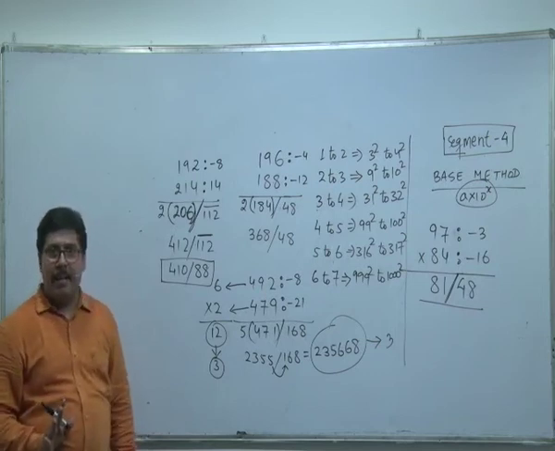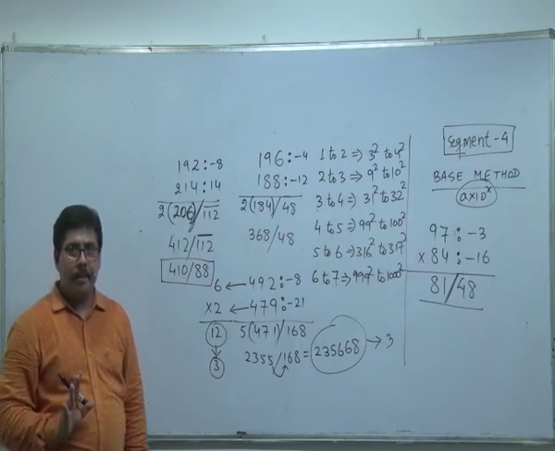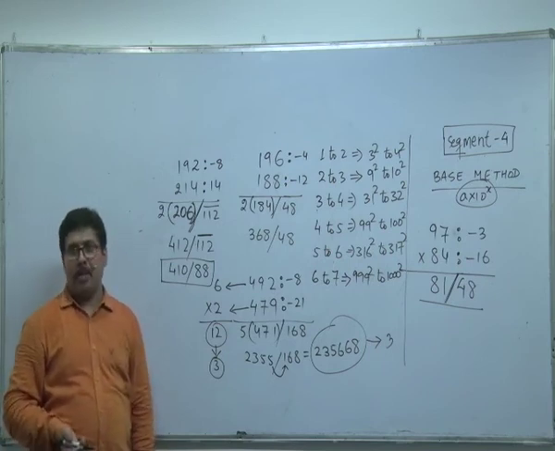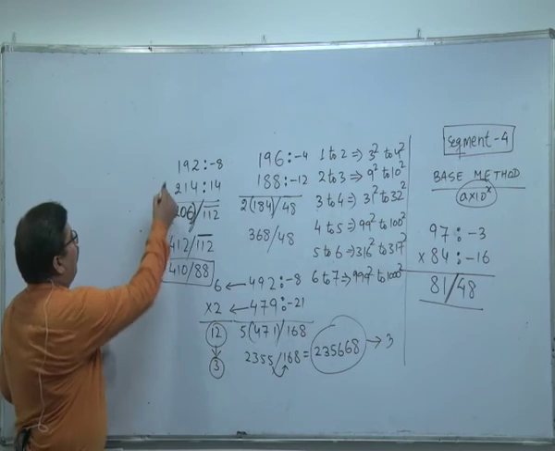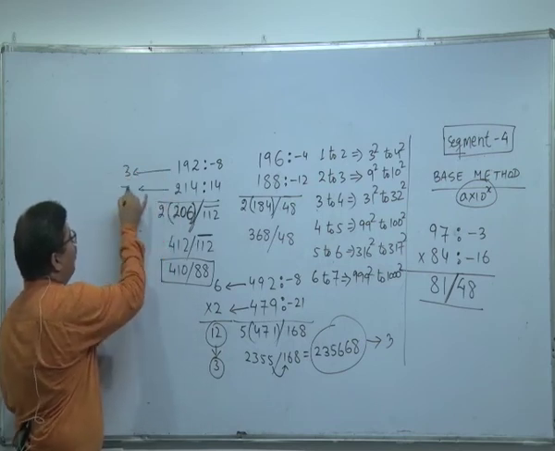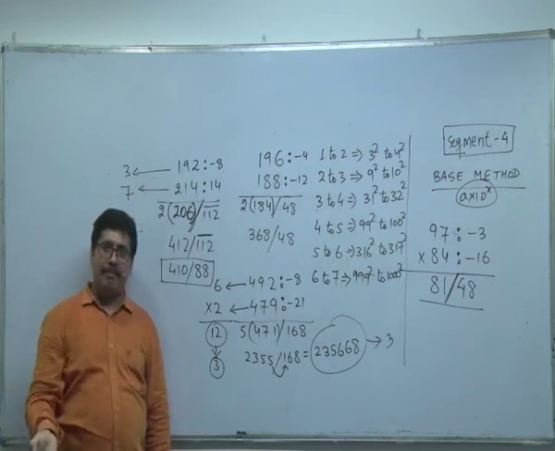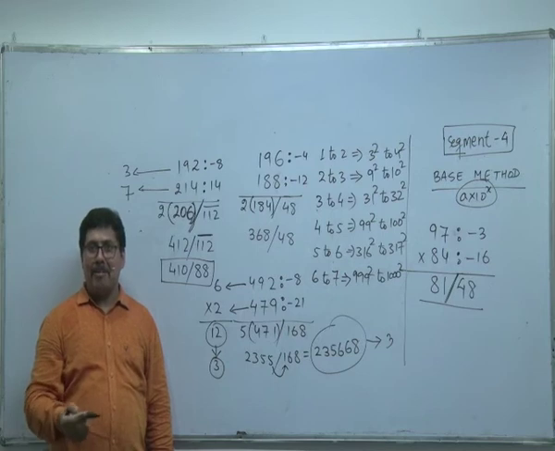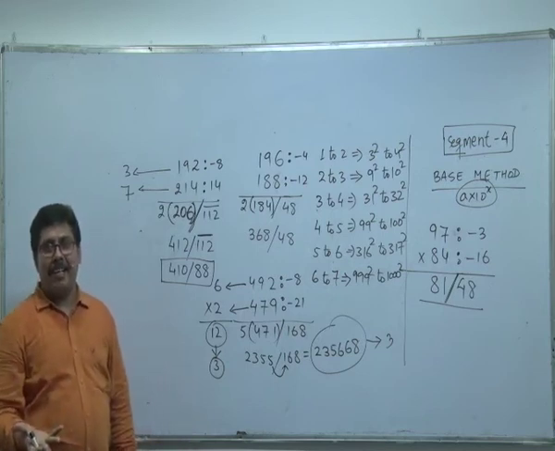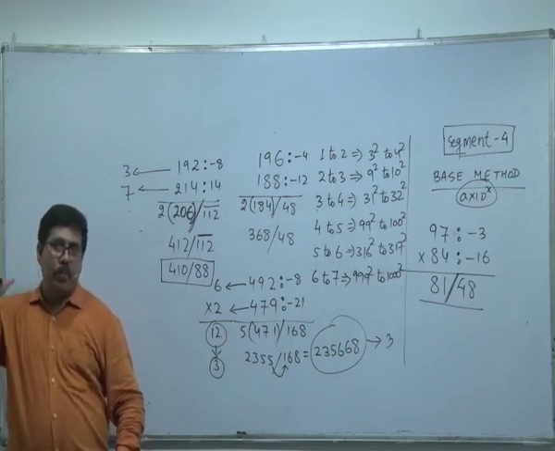41088 is my final result. Are you willing to cross check this number from digit sum? Yes, we can cross check. Digit sum of this number is 3. Digit sum of this number is 7. And 3 into 7 is 21, and 21 is finally 3. 21 is 2 plus 1, 3.